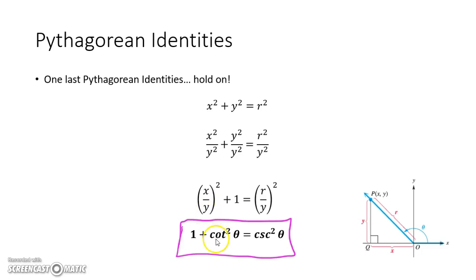X over y, of course, equals cotangent. And r over y equals cosecant. I don't expect you to have those memorized yet, but work on memorizing those, right? Okay, so that was our last one. So it allows us to switch between cotangent and cosecant. So these three identities allow us to basically switch between any of those trig functions. So that's pretty awesome.